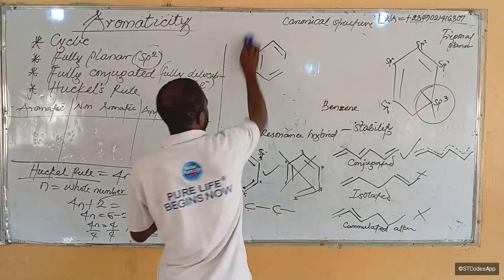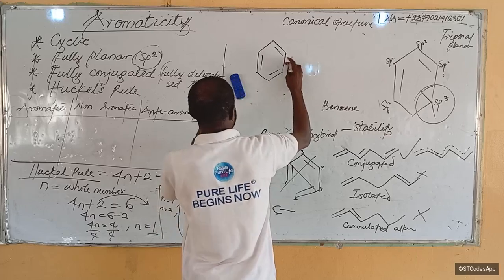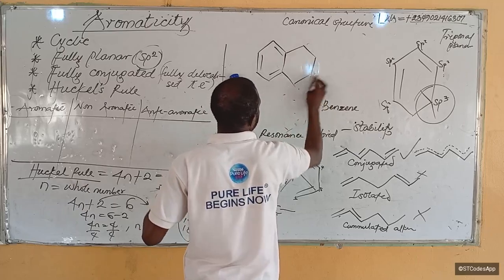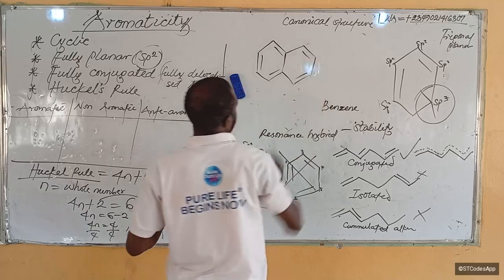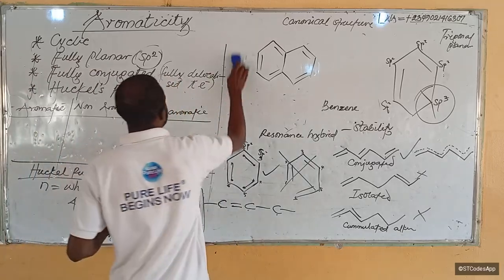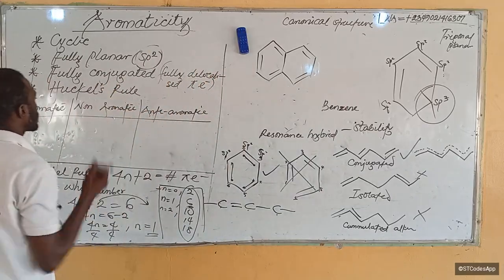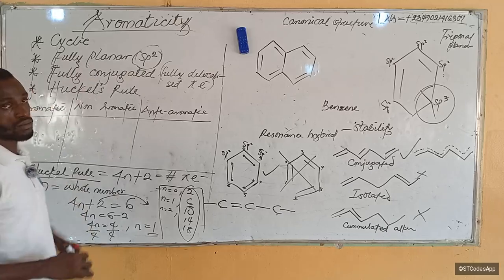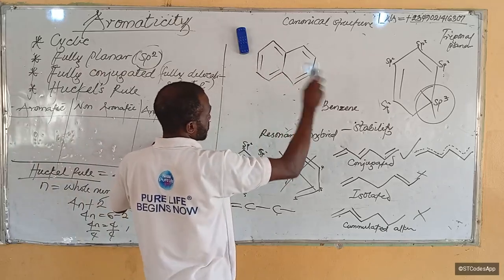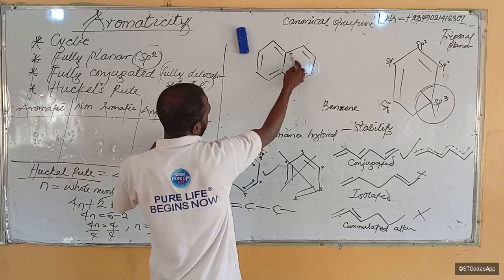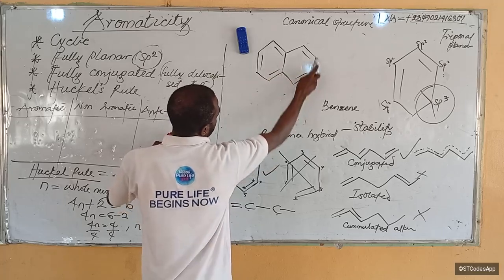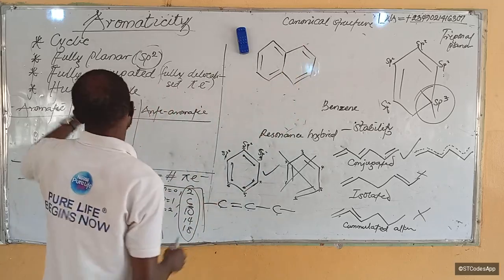So look at naphthalene here. I have something like this. And so now already you know that it is cyclic, right? So it ticks the first box. It is fully planar because all the carbons are sp2. This carbon is sp2, sp2 here too, because this is a double bond here. So all the carbons are sp2, so it's fully planar.